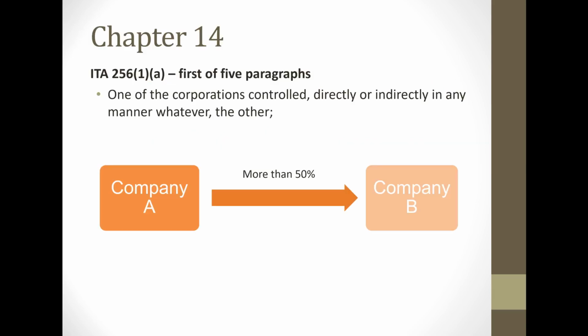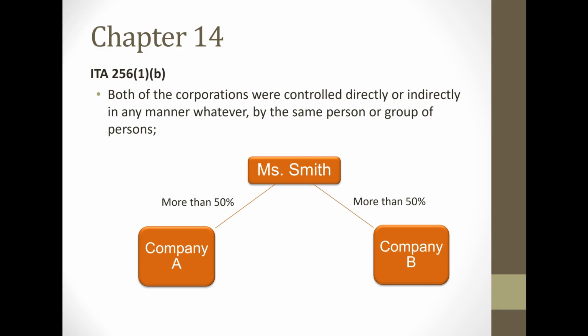Now, in the Income Tax Act, under ITA 256.1, there are 5 paragraphs that describe how corporations or companies could be associated. So let's look at the first of the 5 paragraphs, ITA 256.1a. Company A owns more than 50% of the outstanding voting shares of Company B, and because Company A controls Company B, they are considered associated. So that's pretty simple.